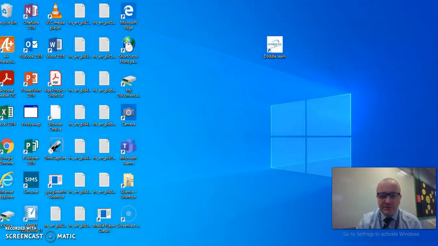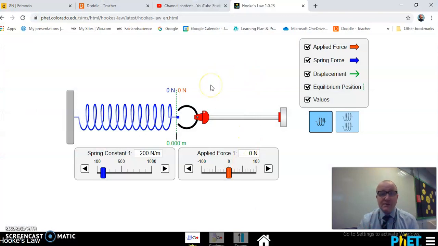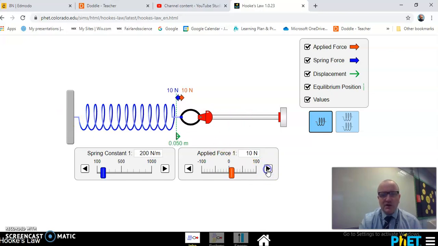Now, last lesson, what you should have done was carried out an investigation into springs, trying to find out if springs follow rules. You should have used this website, in which you had the spring that's fixed at one end. You applied force to that spring and measured how far it stretched. Using those results, I'm hoping you will be able to work out what the rule is. Is there a rule that the spring is following when you apply force to it?